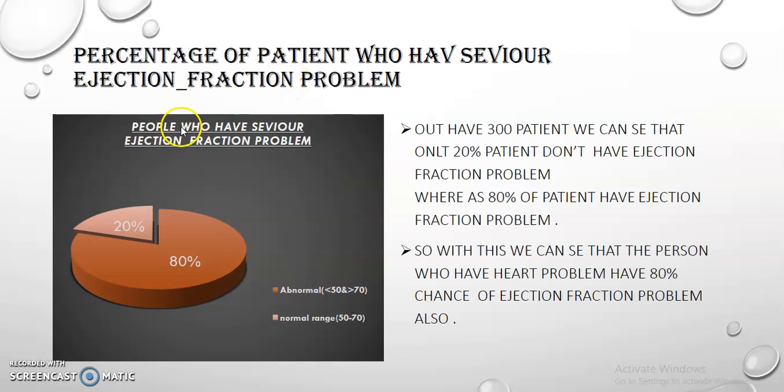This is basically an analysis of the percentage of patients who have severe ejection fraction problem. You can clearly see that almost 80% of people have severe ejection fraction problem. Basically, ejection fraction is the amount of blood pumped out from our heart. The normal criteria is 20% only.